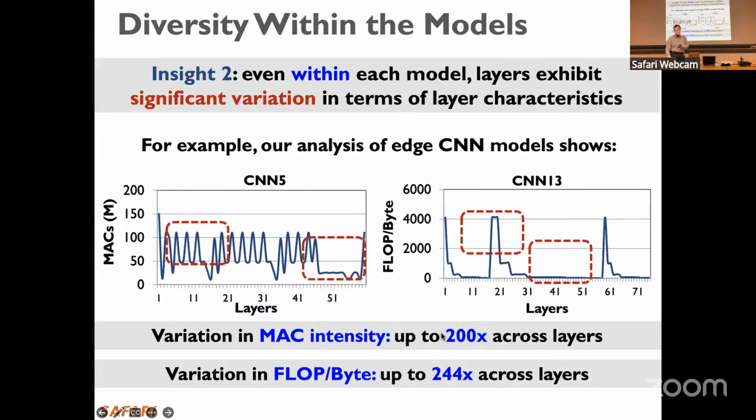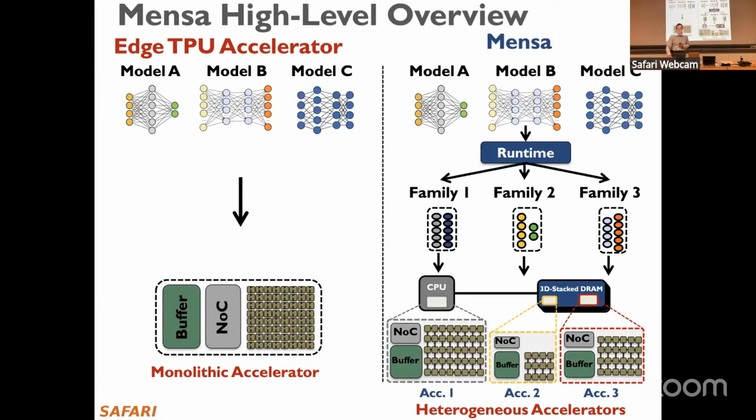As much as 200x or 244x in terms of arithmetic intensity and operational intensity. So this is the idea, basically. Instead of designing a monolithic accelerator that tries to cater for all of these different characteristics, both compute-intensive parts and memory-intensive parts, let's design different accelerators that cater for different families of characteristics. Again, in our work, we've designed 3 of these accelerators.